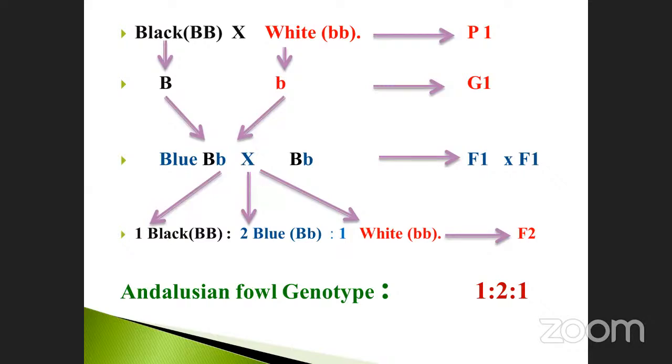Again, it is crossed with the blue. What happened? F1 into F1, you will obtain the F2 generation. See, these are the combinations: 1 black, 2 blue, and 1 white. Already we saw it, this is also obtained from the Andalusian fowl genotype. So 1:2:1, 1 black, 2 blue, 1 white. This is also an incomplete dominance example. Don't forget, my dear students. Now you have studied three types, the four o'clock plants as well as the Andalusian fowls also.